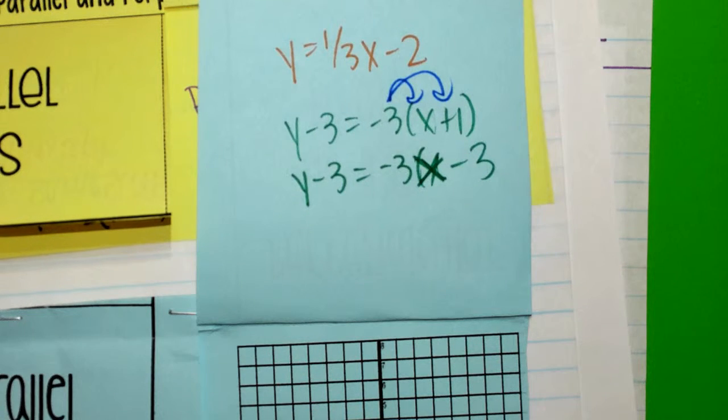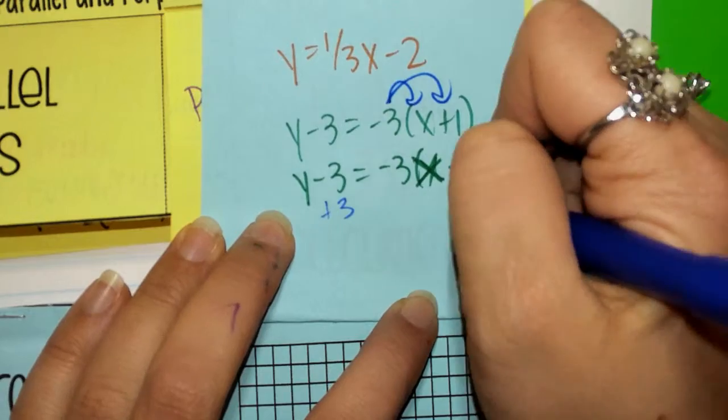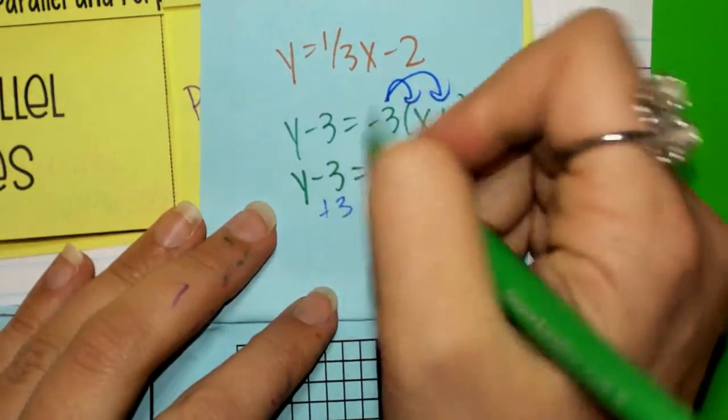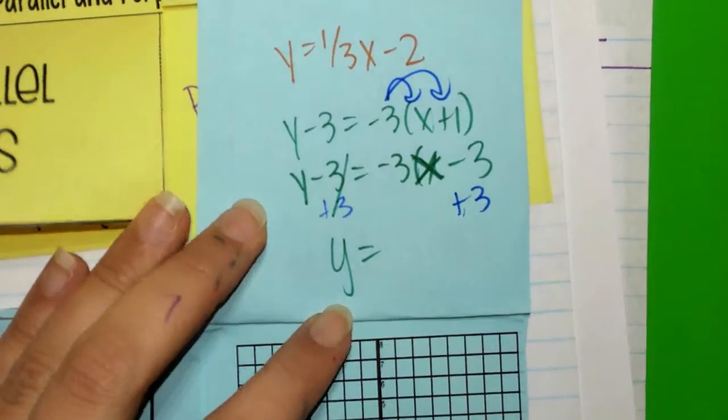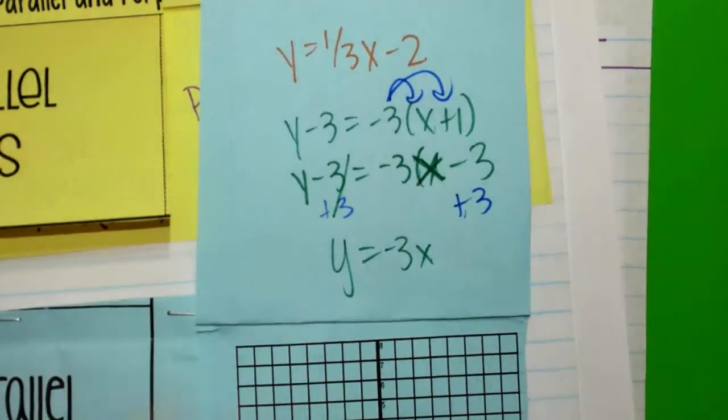Now what would we do from there? Add 3. Right. So what would our equation be? y equals -3x. And that's it. Yay. Okay.